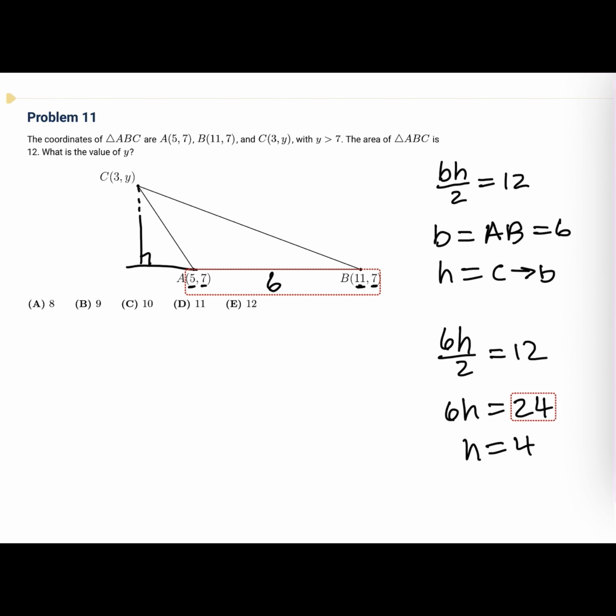But wait, we're not done yet. h is just the distance between our point C and this point right here. And since we already established that this line is parallel to the x-axis, this coordinate right here also has a y value equal to 7. And so if the difference between this coordinate and C is 4, that means this y coordinate has to be equal to 11. So our answer is D, 11.